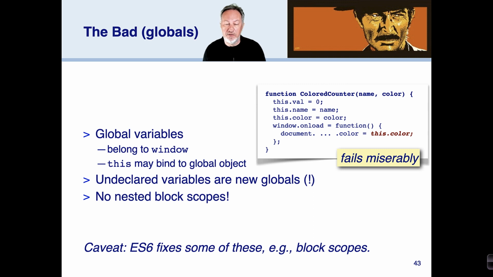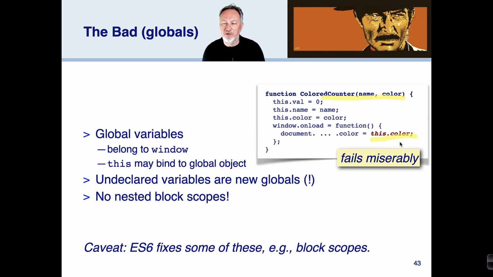There are some not so nice features, particularly globals. Globals tend to be evil. As we mentioned briefly, we saw that global variables belong to a special object known as window, and if you are executing a function that doesn't have any particular receiver, then that function will belong to window. So in particular, if you have code like we see here on the right, here we have a function that refers to this.color.